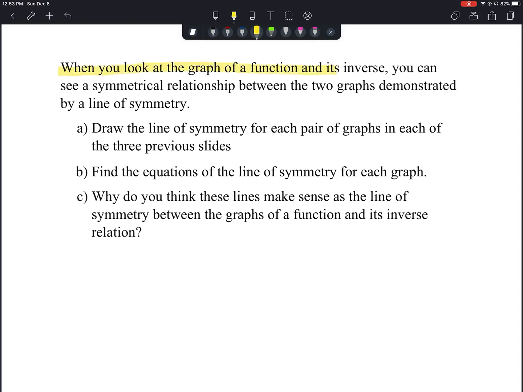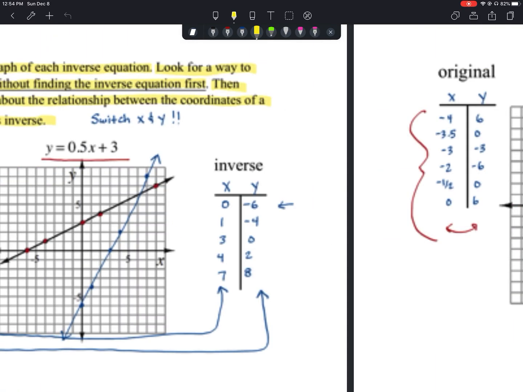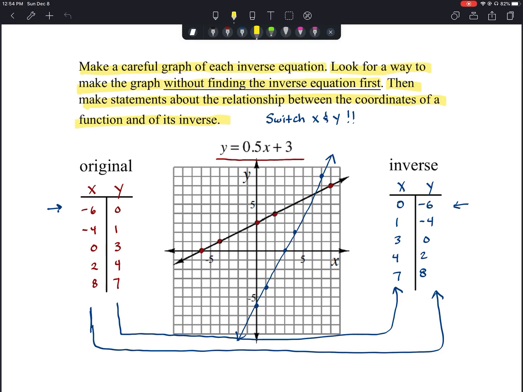So when you look at the graph of a function and its inverse, you can see a symmetrical relationship between the two graphs demonstrated by a line of symmetry. So letter A says, draw the line of symmetry for each pair of graphs in each of the 3 previous slides. All right, so let's go back here. We'll start with the very first one.